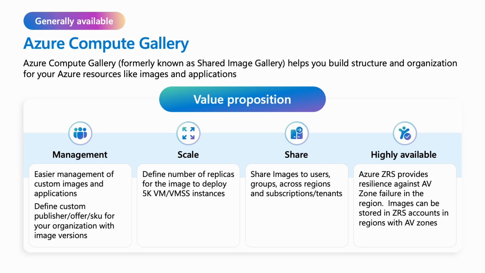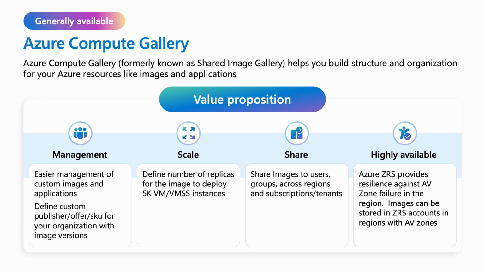It simplifies management, it simplifies scale by replicating these images through different regions and replicating these images to give you higher throughput. You can share these images with different users, groups, regions, and even subscriptions and tenants. And because these images are backed by ZRS, which is zonally redundant service, it helps you to have better resiliency against zonal failures.